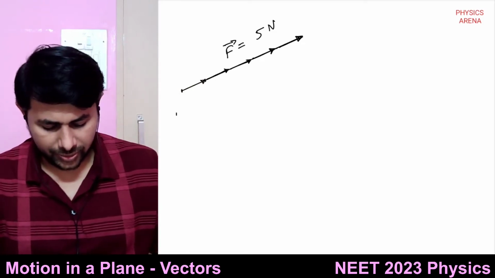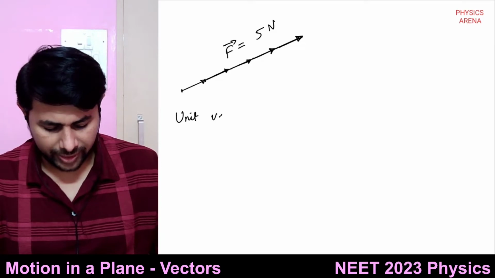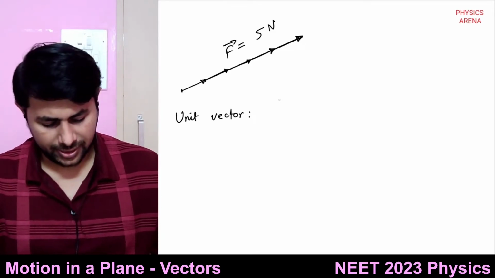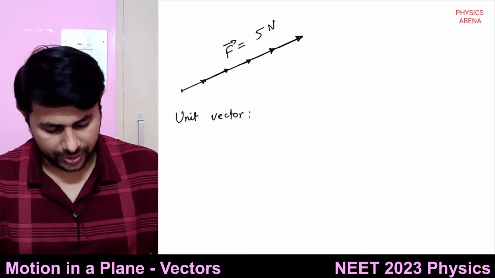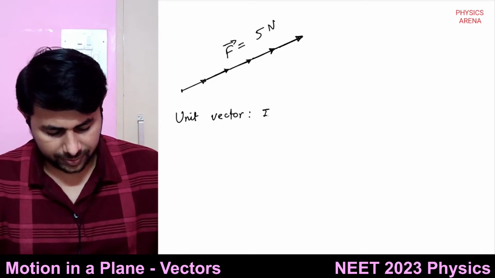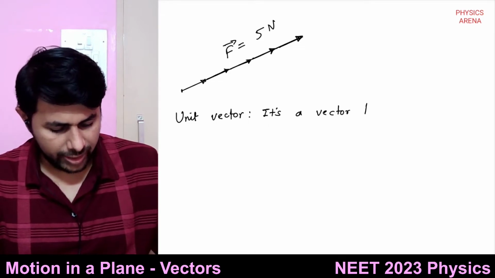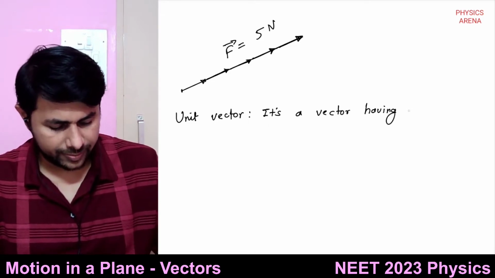So what is a unit vector? A unit vector is a vector directed in a specific direction, and it has a magnitude of 1 unit.